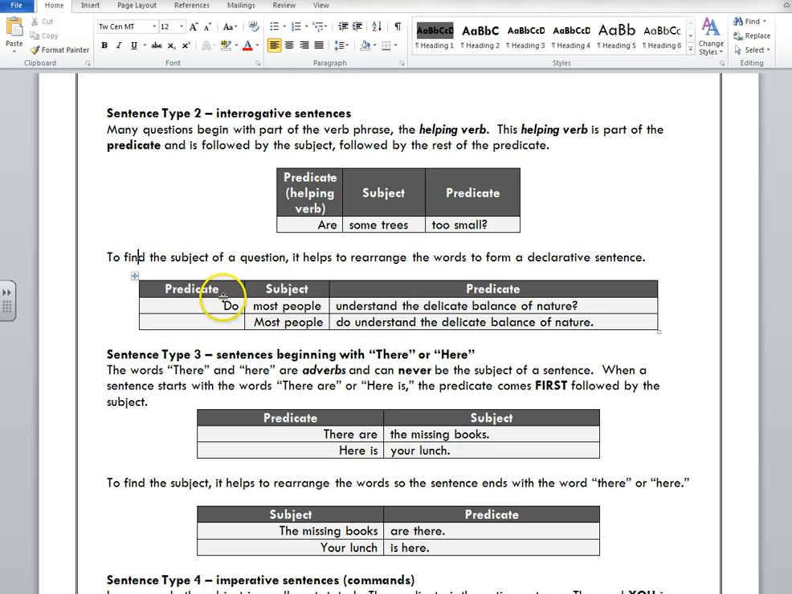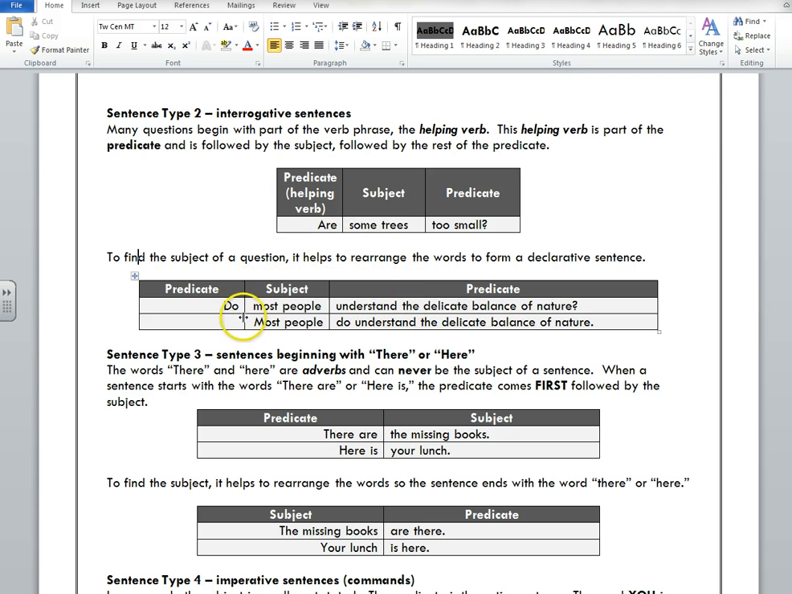subject in the middle. Do most people understand the delicate balance of nature? Helping verb, V; subject, S; understand is what they're doing. They're understanding. That's a V, and then the rest of your predicate. So we're going to separate our S's from our V's by drawing two lines with our subject in the middle. We've got predicate on either side.